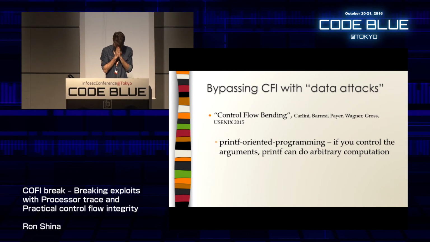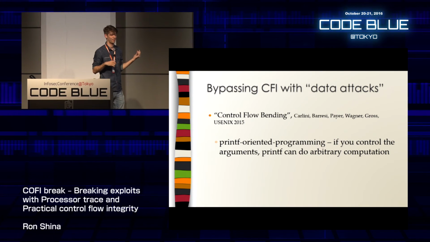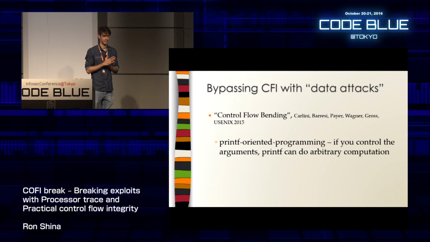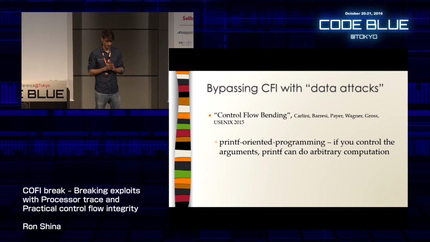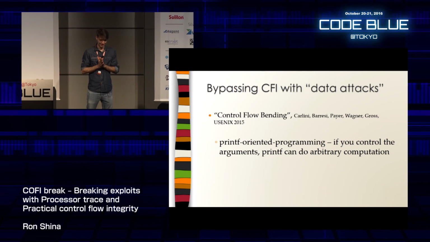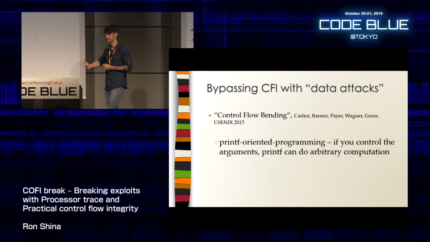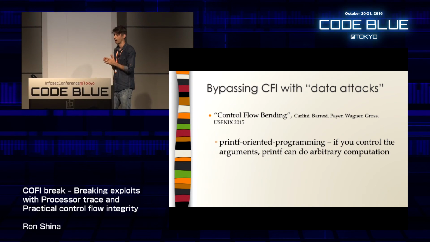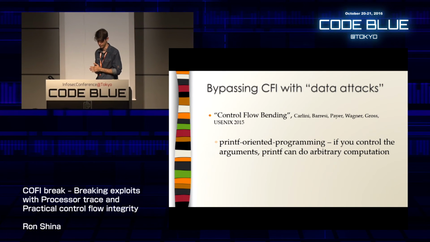This is another one that I liked. It's called control flow bending, and this is a data attack again. What they show is, let's say you have a call to a function like printf or similar functions. If you control the format string, let's say you can use your vulnerability to control the first argument to that function, well, you can get arbitrary computation. And if you got there without violating control flow, then you've just bypassed it, right? Because you got arbitrary computation.